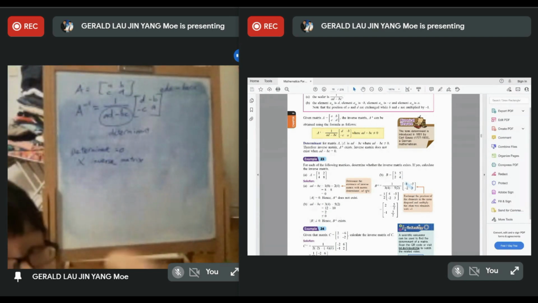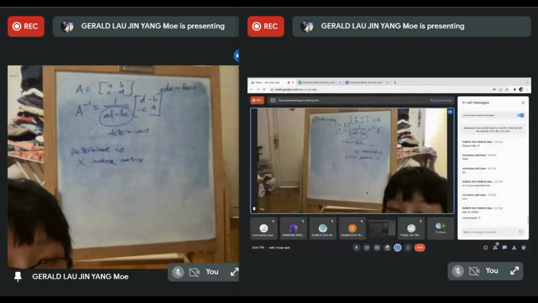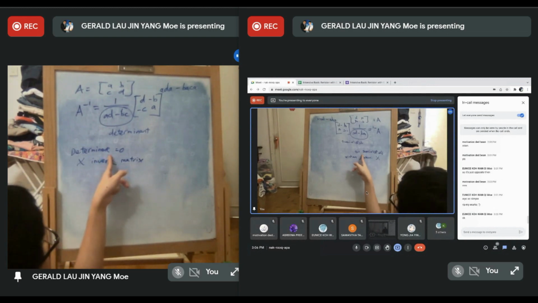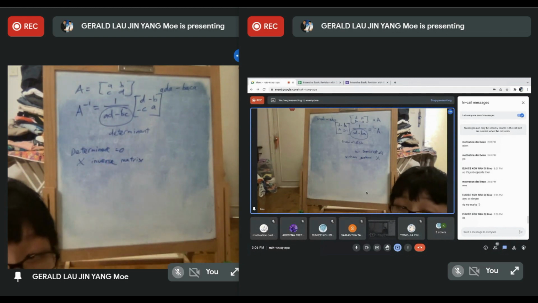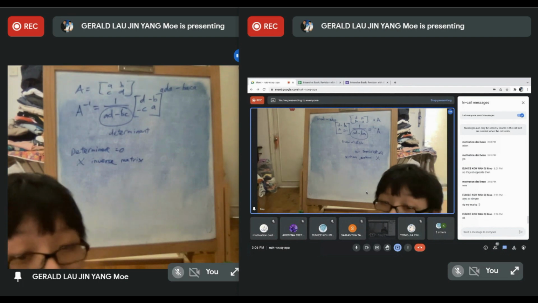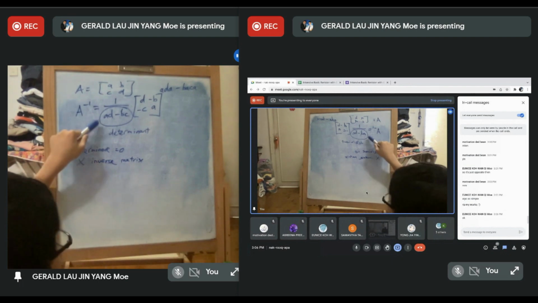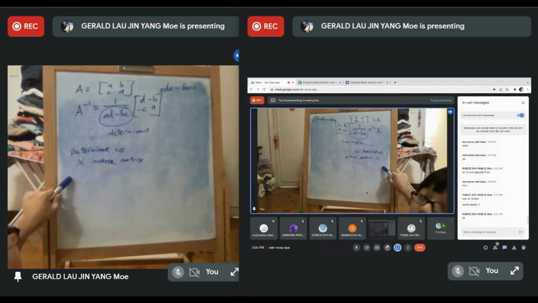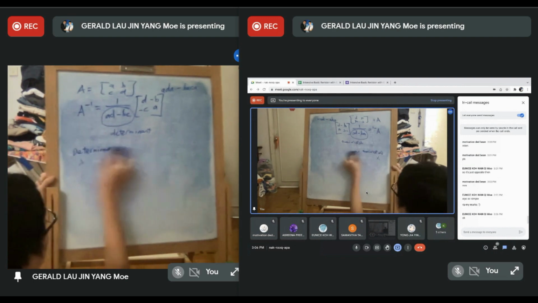But you look at the example B. Ada minus baca is 2, it's not 0. Maksudnya dia ada inverse matrix lah. Can you understand? Determinant equals 0, okay ya? So if determinant AD minus BC equals 0, that means inverse matrix does not exist.